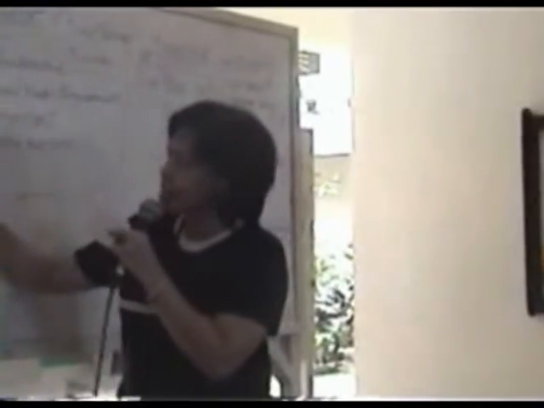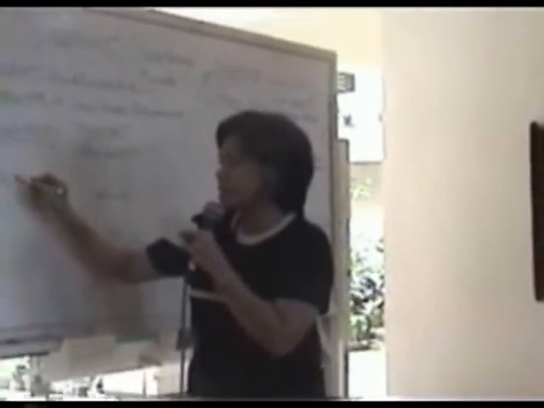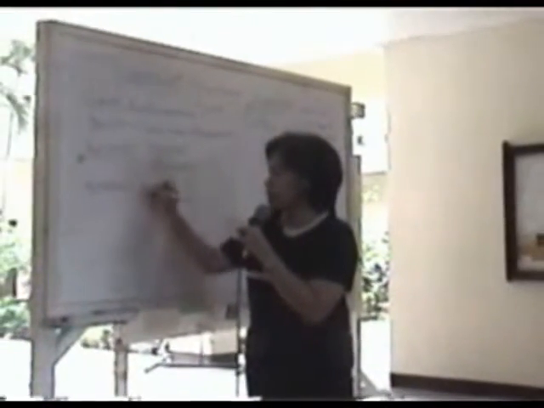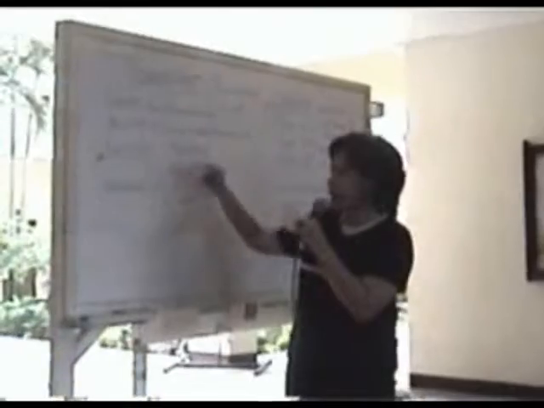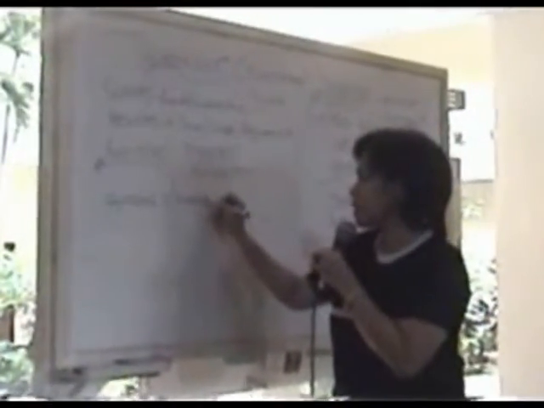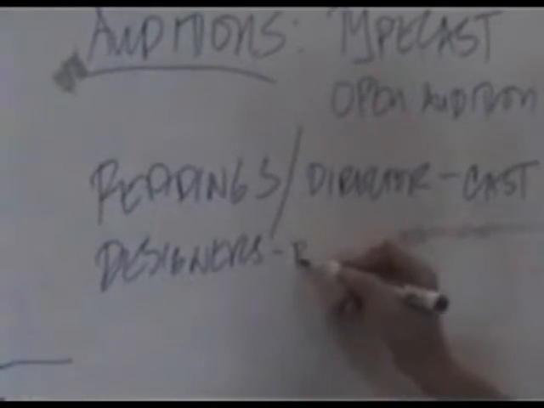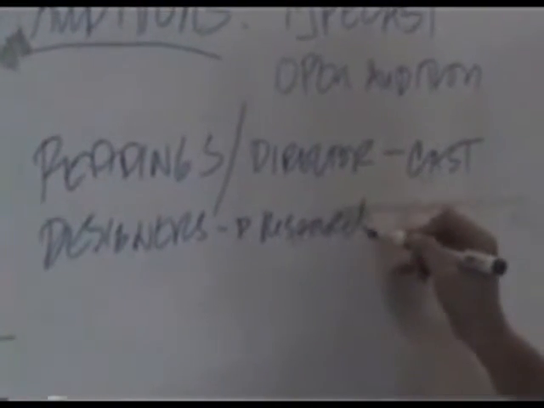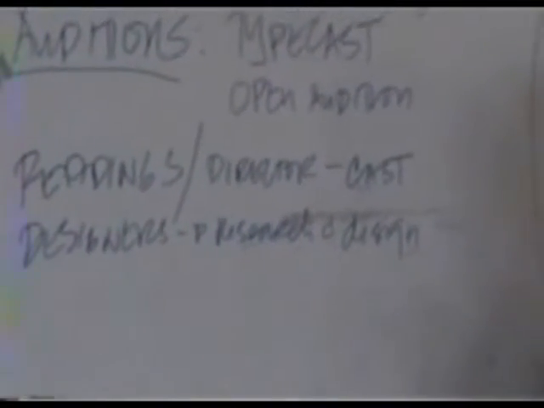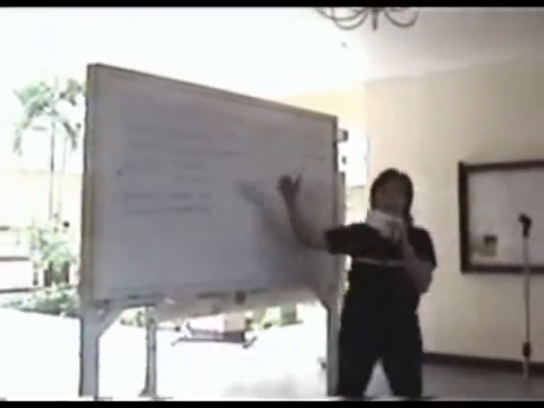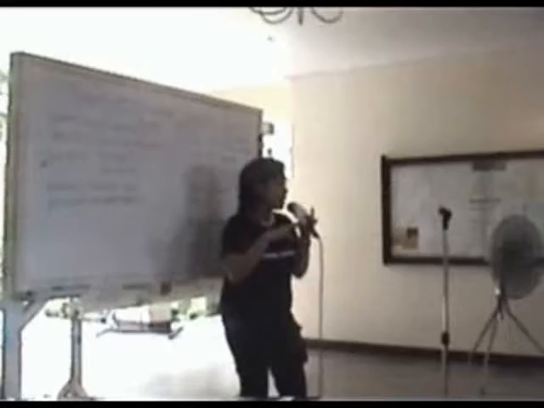Okay? Next is you have your readings. When you do your readings as director, with the cast, the designers may also do their research and design. Going back to the script, once you have identified the director, you have to ask for his vision. How does he want to do the play? Does he want to do it in a contemporary na setting?